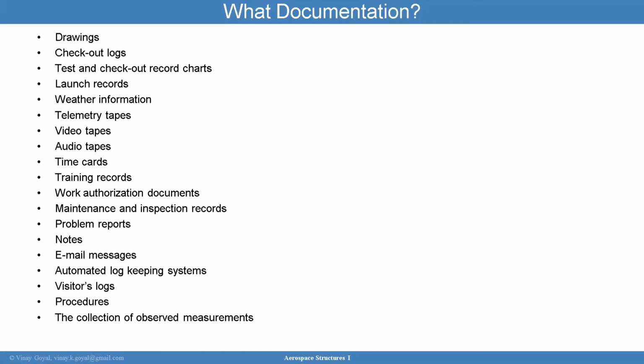Work authorization, maintenance inspections, problem reports, notes, email messages. You'll be surprised. There could be emails going back and forth internally within the company saying, we're concerned about this issue, and nobody's taking action in the management chain. We'll talk about that in the context of the Challenger and Columbia investigations. Also automated log keeping systems, visitor logs to see who visited the facility, procedures, and collection of observed measurements.